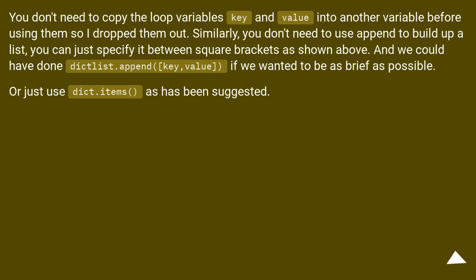You don't need to copy the loop variable's key and value into another variable before using them, so I dropped them out. Similarly, you don't need to use append to build up a list, you can just specify it between square brackets as shown above. And we could have done dictlist.append key, value, if we want it to be as brief as possible. Or just use dict.items as has been suggested.